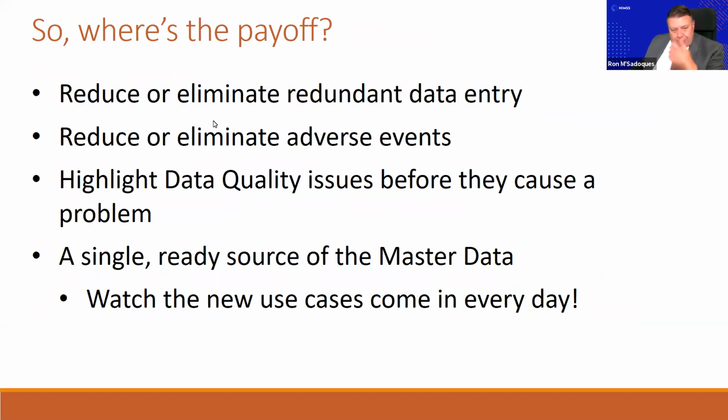So where's the payoff? Well, the first payoff is you're reducing or eliminating that redundant data entry. If you can get the golden record from the master data management system out into the source systems, then the source systems don't have to enter the data. This is most palpable with subscribing systems, because they don't want to be typing in this master data. They have to, because they have to use it.